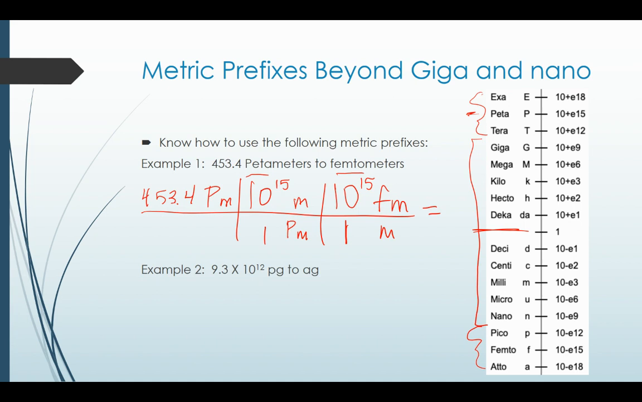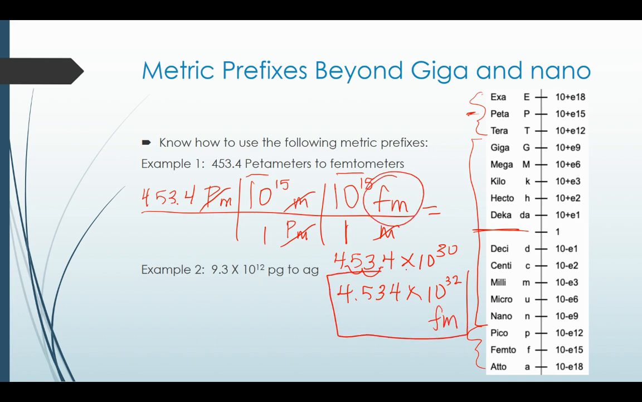So we multiply across the top, divide by what's in the bottom: 453.4 times 10 to the 30th. We add the exponents when we're multiplying. However, that's not in proper scientific notation, so we move our decimal over 2 places: 4.534 times 10 to the, remember, we make this 2 places smaller, we make our exponent 2 places bigger. Then I go back, cancel my units out, and I'm left with femtometers, and there's my answer.